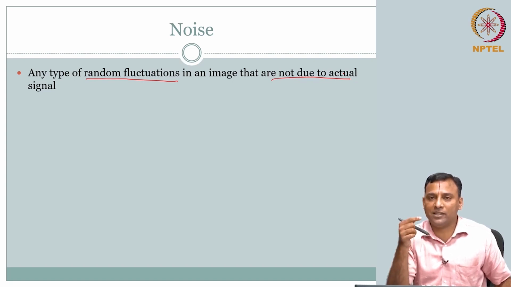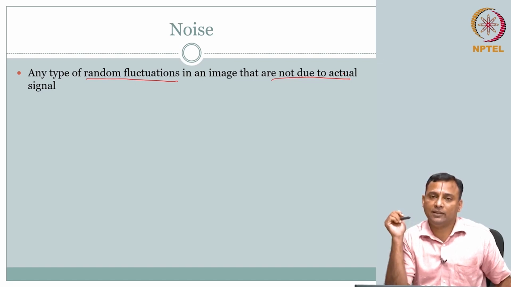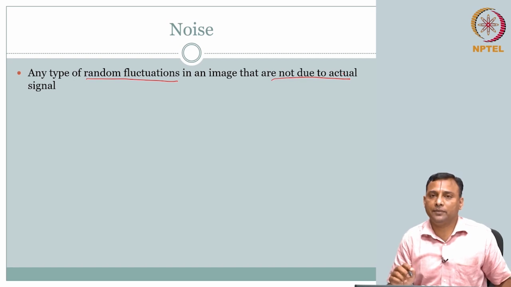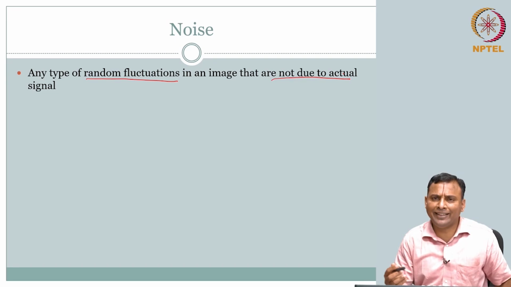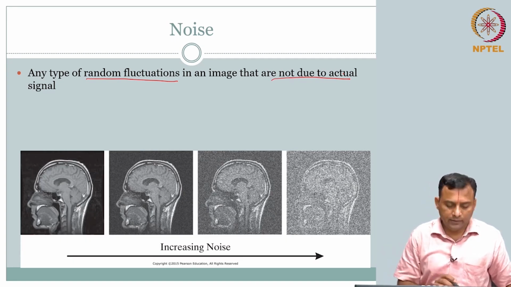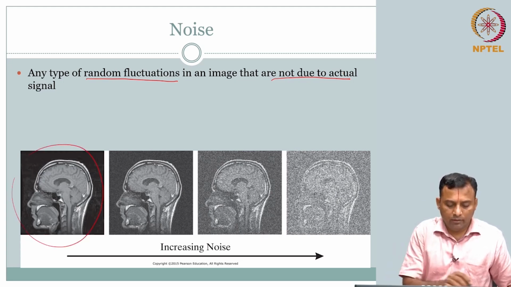So it comes as a signal, but it is essentially a fluctuation around the signal. That is my noise. Okay. So any type of this random fluctuation gives rise to noise. So now the question is, obviously it is detrimental. It is going to affect your image quality. Okay. So if you look at it, this is an image that we had.